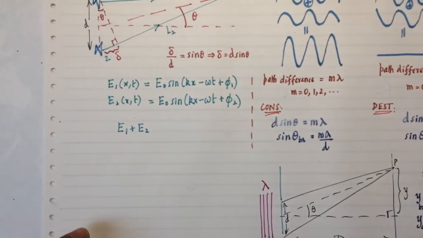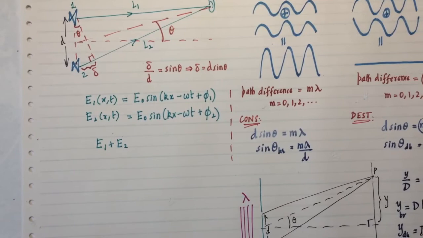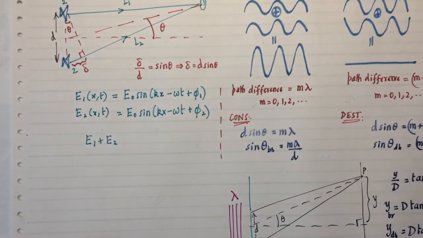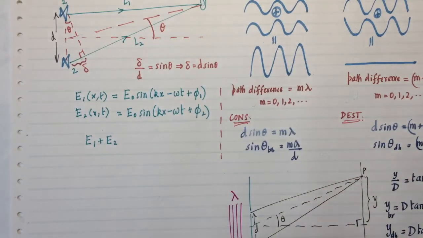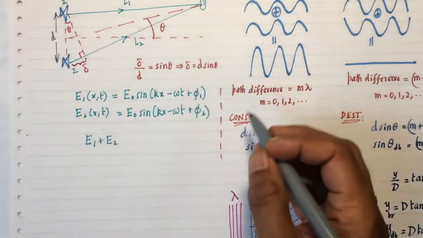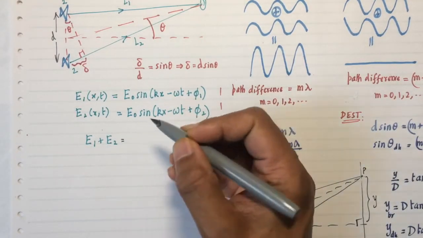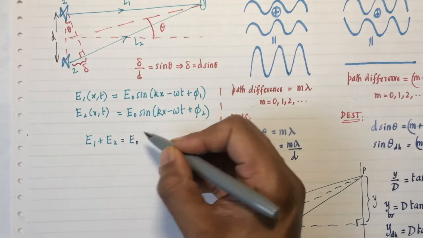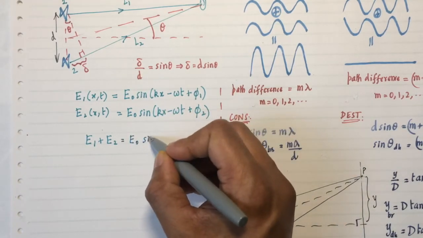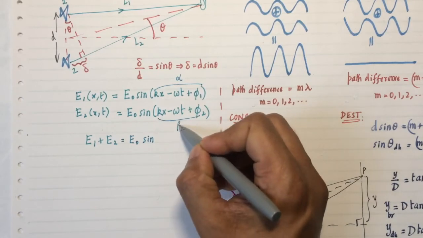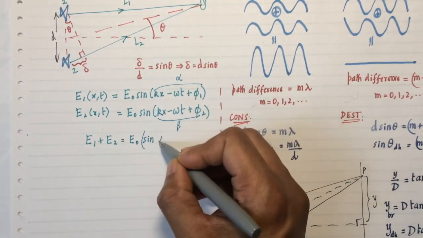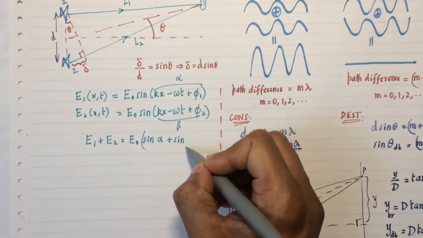Let's go back to finding out what happens in the intermediate stages. What if you have not a perfectly bright fringe or a perfectly dark fringe, but some in-between gray area? How is that analyzed? That's analyzed by simply adding two trigonometric functions. So if you have E naught, let's call this sine of alpha, and this is sine of beta. So you're going to get sine of alpha plus sine of beta.